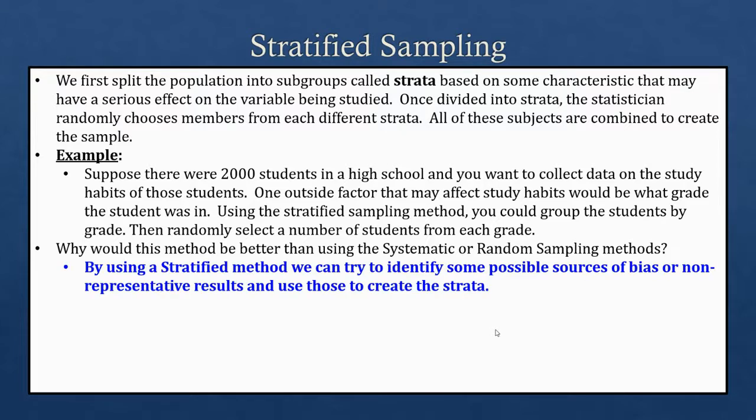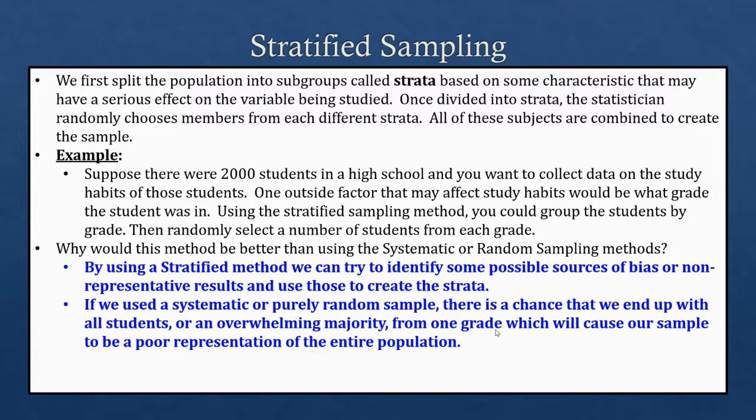We're trying to identify some possible sources of bias or non-representative results, and we use those to create the strata. If we do that ahead of time, before we actually pick our sample, that's what allows us to eliminate that bias. But if we were to use a systematic or purely random sample, there is still that chance that everyone we ended up picking, or a majority of them, end up coming from one grade. And because we're saying that kids in the different grades should have different study habits, that would not be a good representation of the whole population.